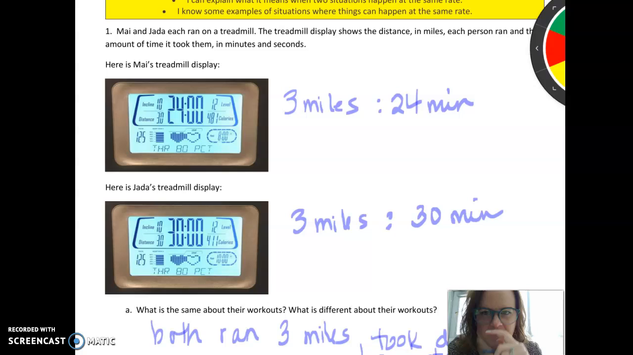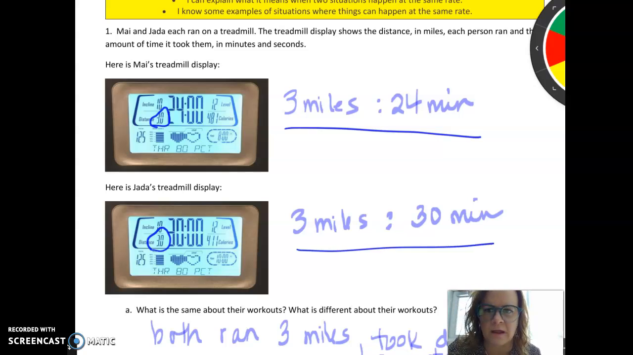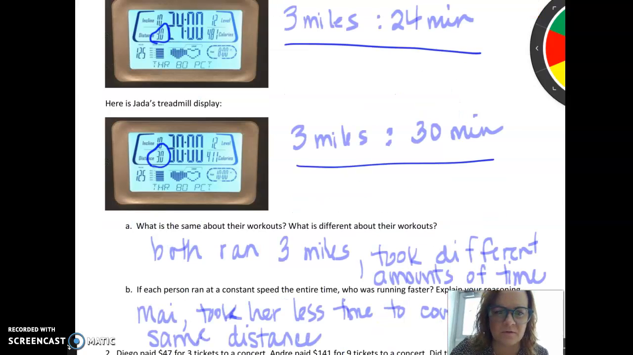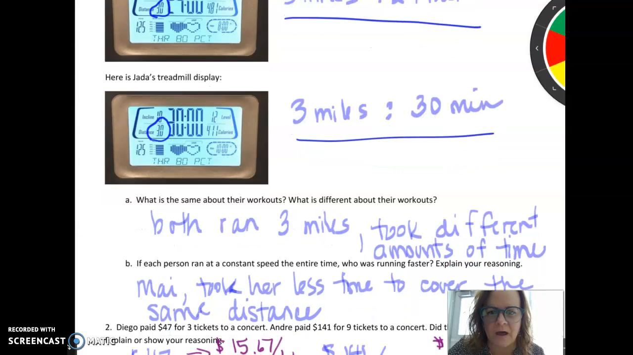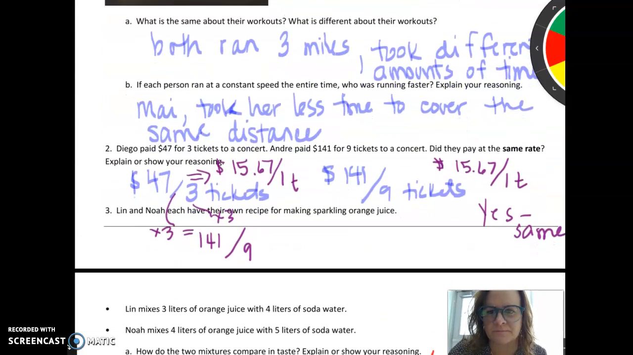In this first one, we have Mai and Jada on a treadmill, and we have to notice what's the same about their workouts and what's different. If I look at Mai's treadmill display, I can see that the distance right here is 3 miles. It's the same as on Jada's. Mai's able to run 3 miles in 24 minutes, where Jada's running 3 miles in 30 minutes. Since it took Mai less time to go the same distance, Mai is going faster.